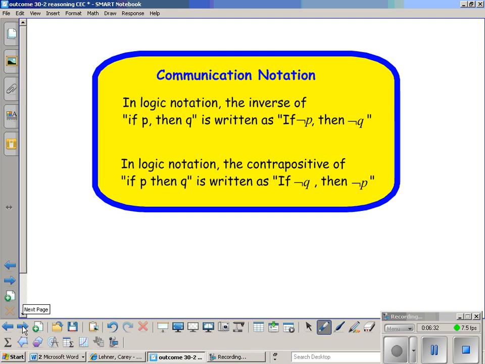In your logic notation, the inverse of if P then Q is written as if not P then not Q. And notice the symbols. All right, have a good look at what the symbols are. In logic notation, the contrapositive of if P then Q is written as if not Q then not P. Remember, because the contrapositive is of the converse, we switch these around. So that's why the Q comes first and then the P. And we negate both of them. So it's not Q, then not P.